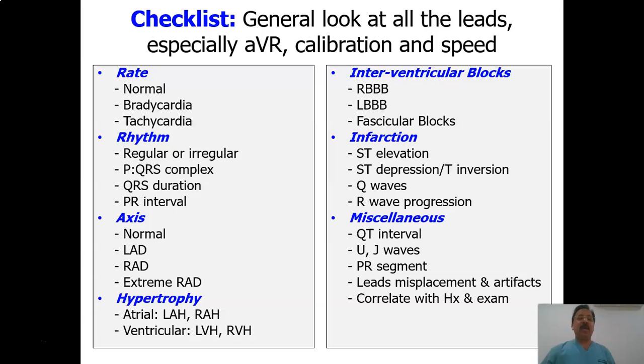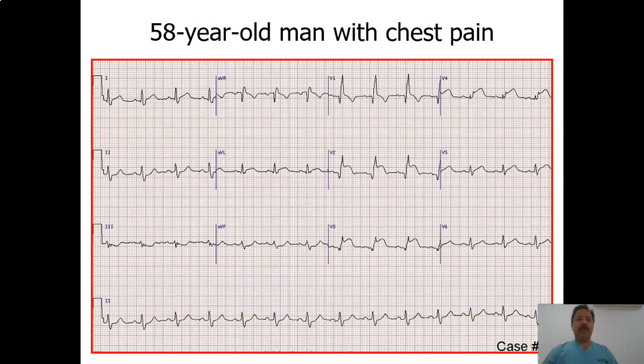So in this exercise, we'll try to apply all these steps rather than making a straightforward diagnosis. So let's begin with case 1. It's a 58-year-old man with chest pain. Have a look at the ECG as a whole. And first step, rate. Look at the rhythm strip for rate.